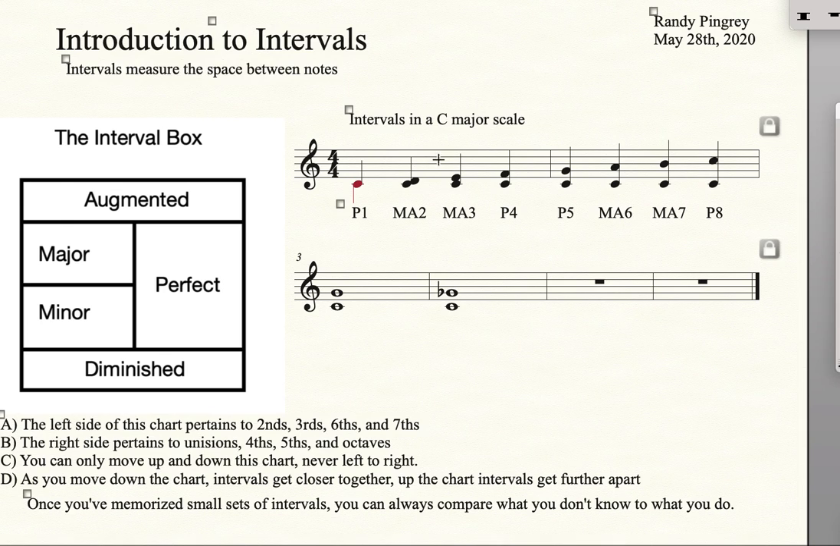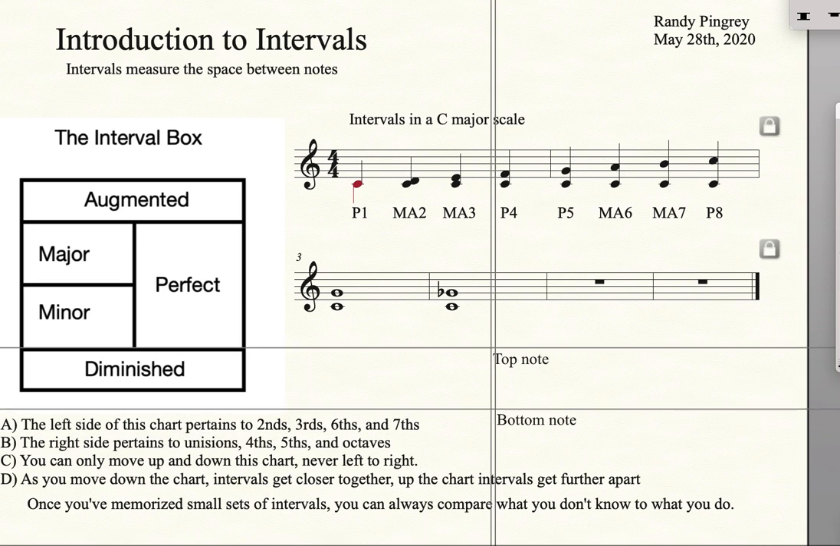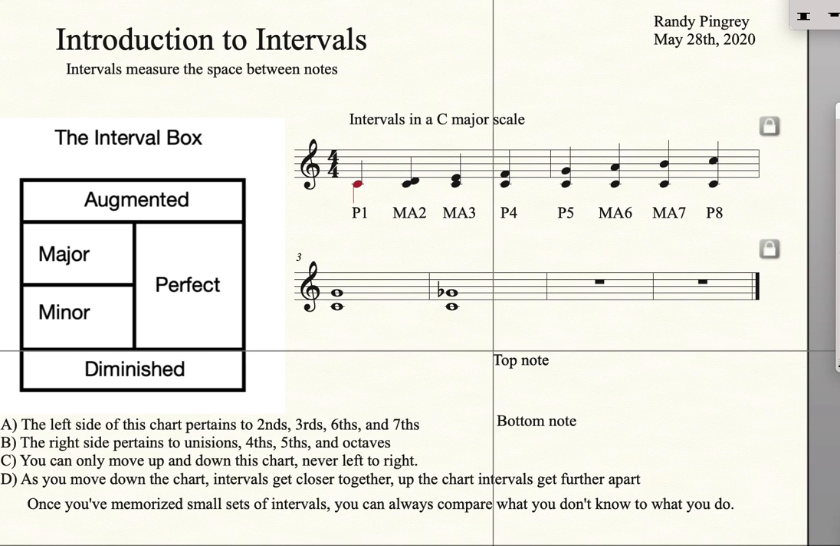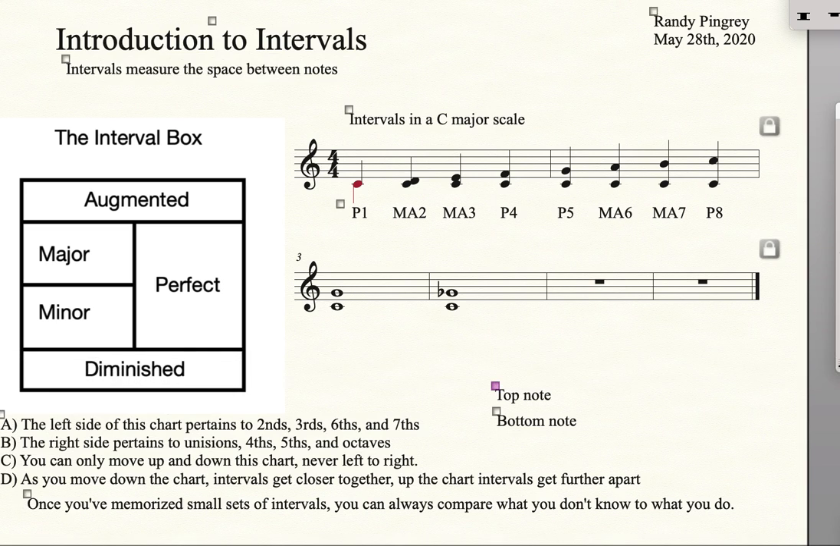So we already know, based on this, that C to G is a perfect fifth. So here, C is the bottom note, G is the top note. And if we compare that to C and G flat, we would take the top note and lower it. And here, these two notes are a half step closer together. C to G is a perfect fifth. C to G flat is a half step closer together. So that means C to G flat is a diminished fifth.